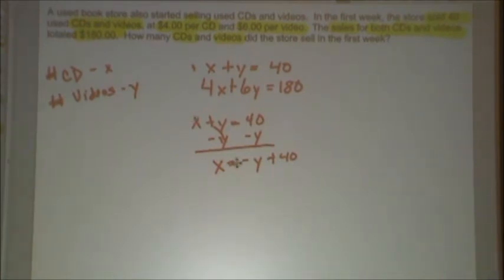And now I'm going to substitute this into the other equation over here. 4X plus 6Y equals 180. So we're going back and forth between the two. So I said X is negative Y plus 40, so I'm going to do 4 times, in parentheses, negative Y plus 40, close parentheses, plus 6Y equals 180. I always seem to run out of room over here.